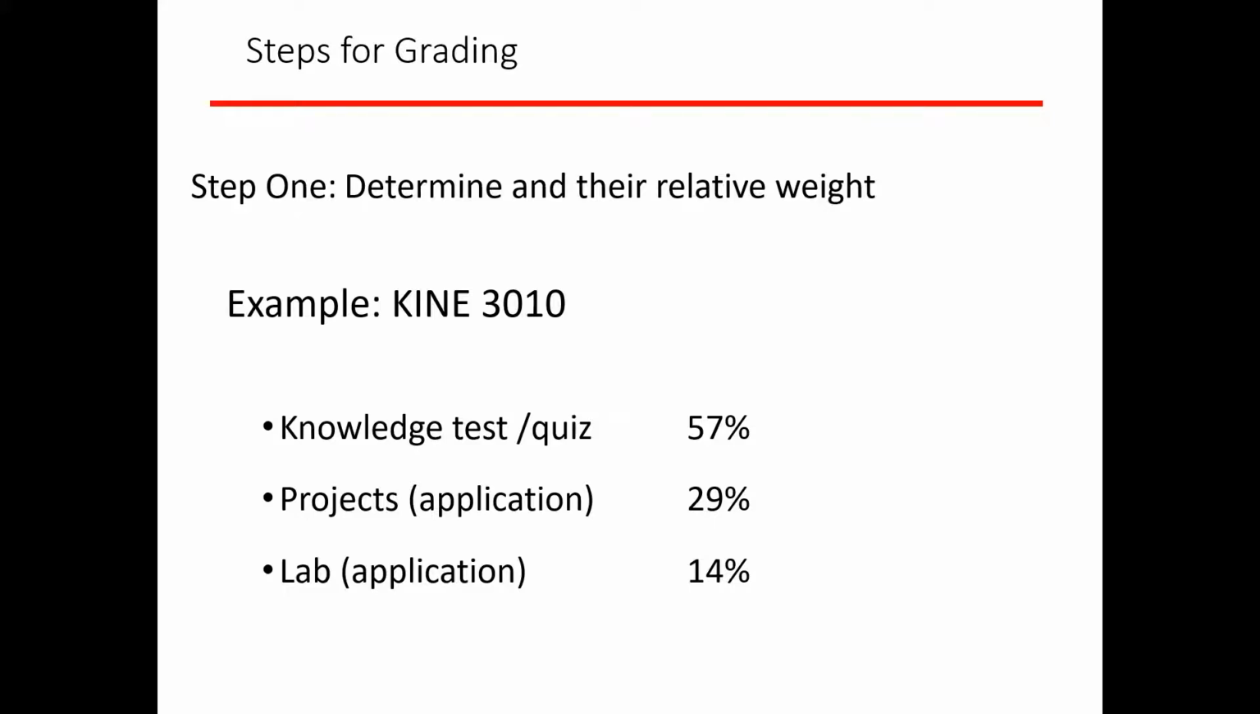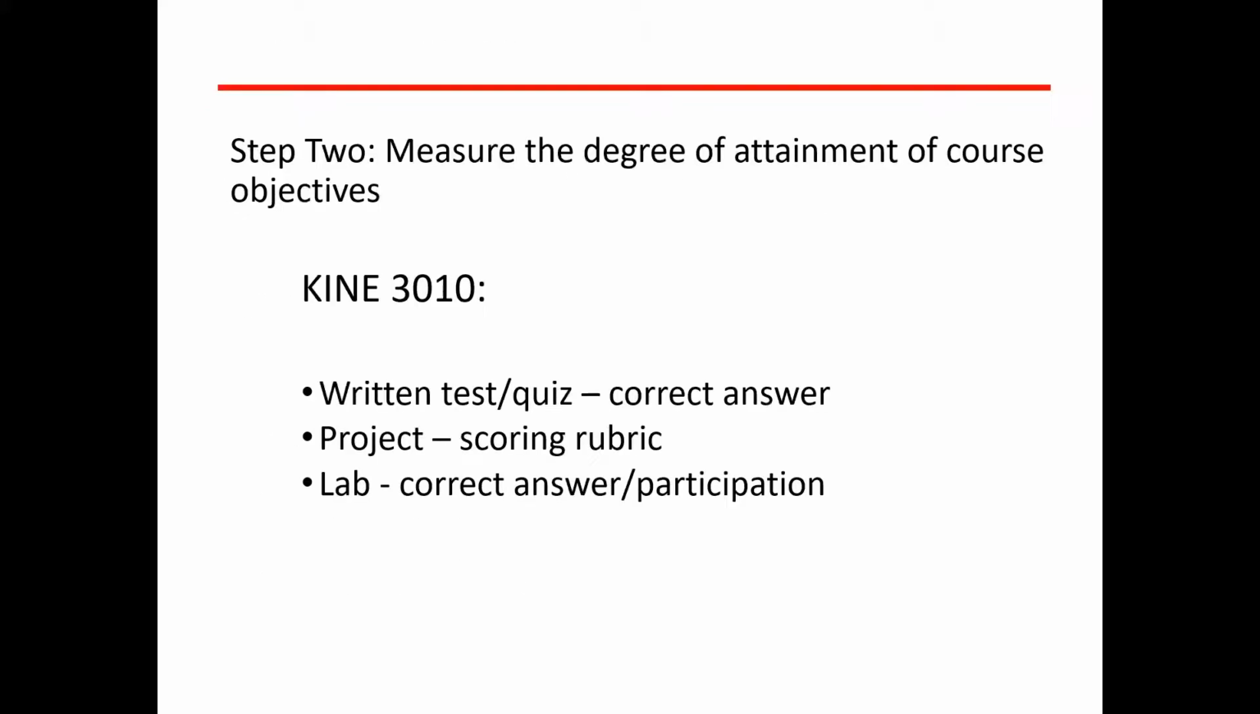Another little over a quarter of the class, almost a third, is from projects and applications. And then the last almost 20%, a little over 20%, is from application through labs. So that's how we break down the weighting of the different pieces of your grade for this class in particular. Okay. Then step 2, we're going to measure the degree of attention to course objectives.